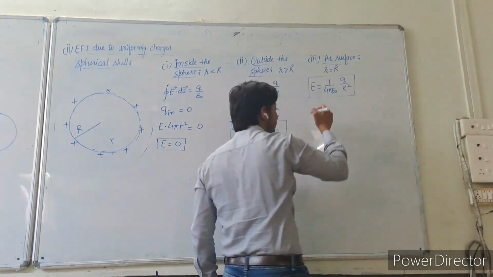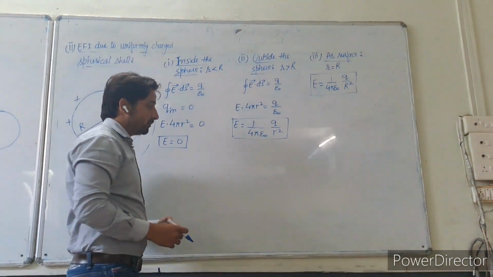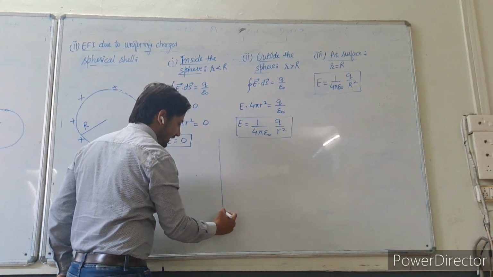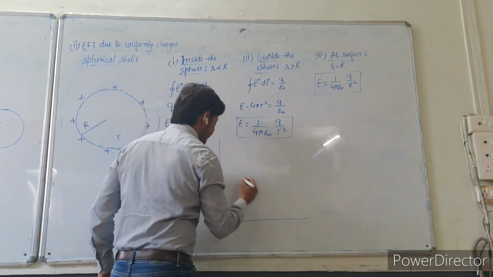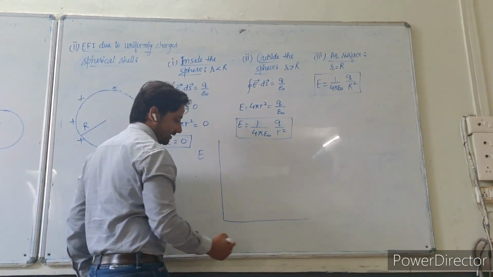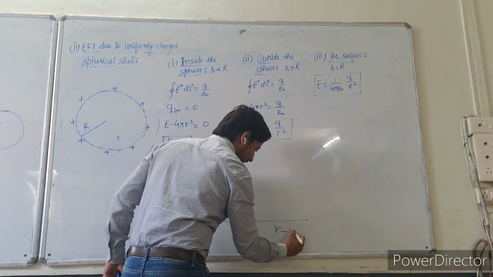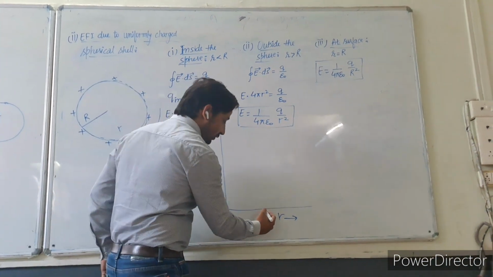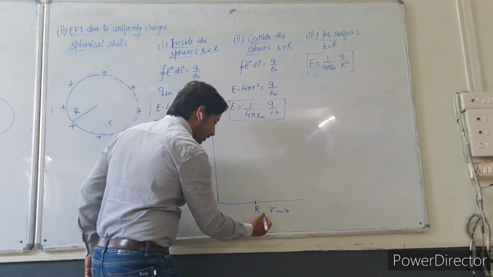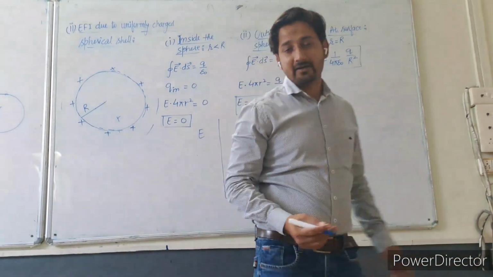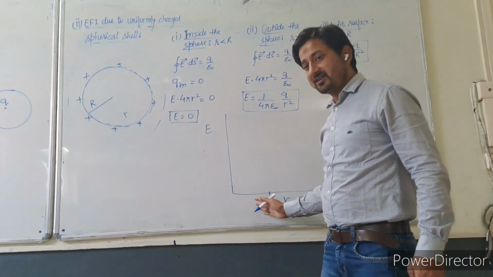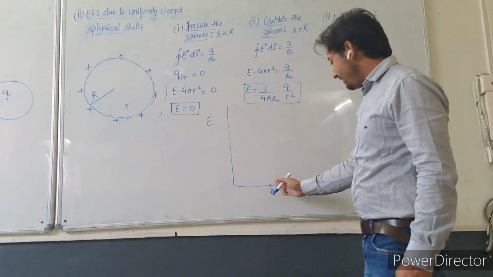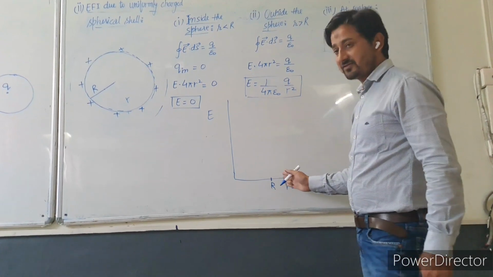Now, if I want to draw the graph between E and r, E on this side and here small r. So how can we draw the graph? Suppose this is my point capital R. On the left side of this capital R, this is inside the sphere. This region is inside the sphere, and this region is outside the sphere.